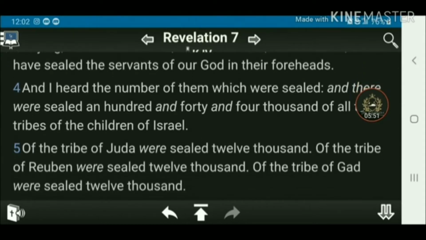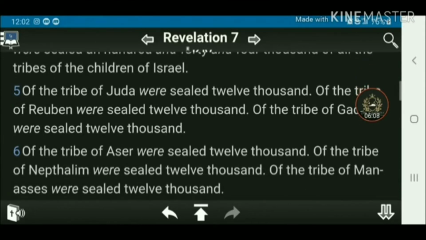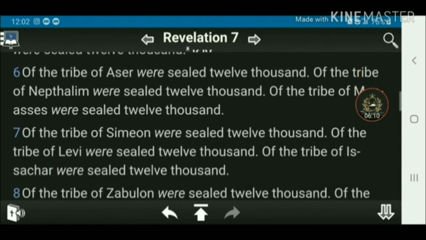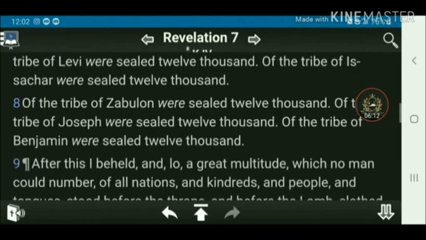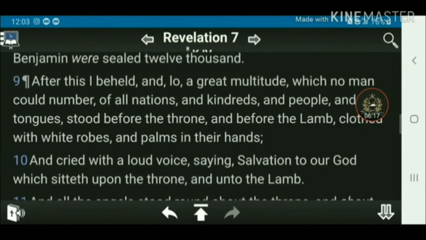And I heard the number of them which were sealed, and there were sealed 144,000 of all the tribes of the children of Israel. Okay, so these are the men that were sealed in Ezekiel, the 9th chapter. And then you'll see here in verse 5, it's going to list in verse 6 all the 12 tribes, 12,000 out of this tribe, 12,000 out of that tribe. Then when you get down here in verse 9, it says, After this, key word meaning after. This is not all at one time.